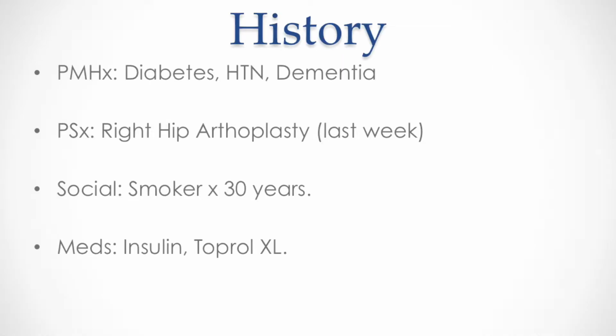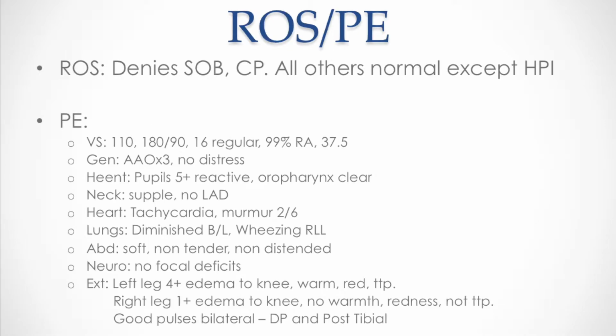Past medical history of diabetes, hypertension, and dementia. Past surgical history: right hip arthroplasty, which was last week. Social history: patient is a smoker times 30 years. Medications: patient is on insulin for diabetes and Toprol XL for hypertension. Review of systems: denies shortness of breath, chest pain, all others normal except for HPI.